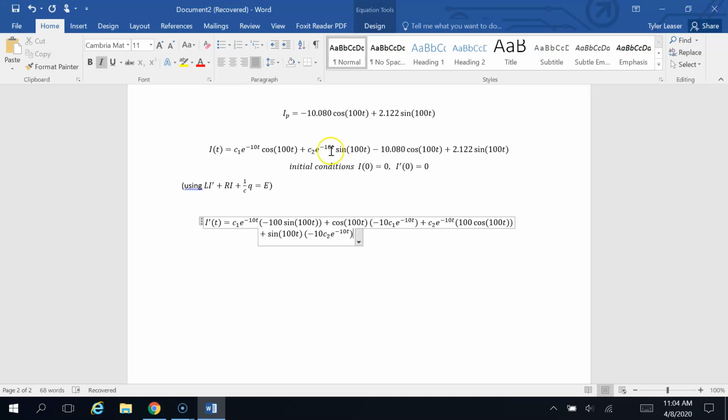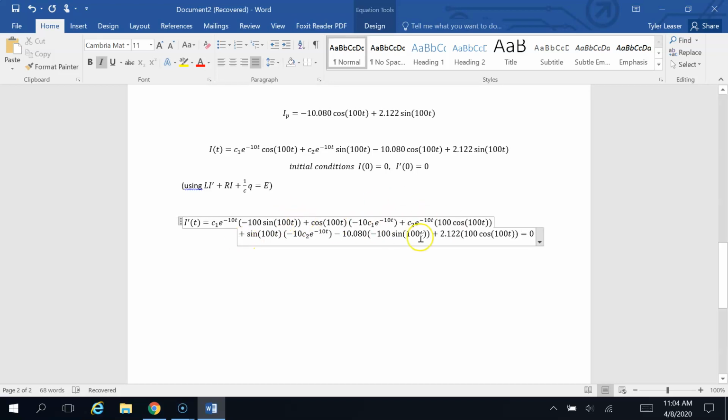All right, and then these things are derivatives. So we're going to have negative 10.080 times negative 100 sine of 100t plus 2.122 times 100 cosine of 100t, and that's all equal to 0. And also remember, we're plugging 0 in for the t's at this point.